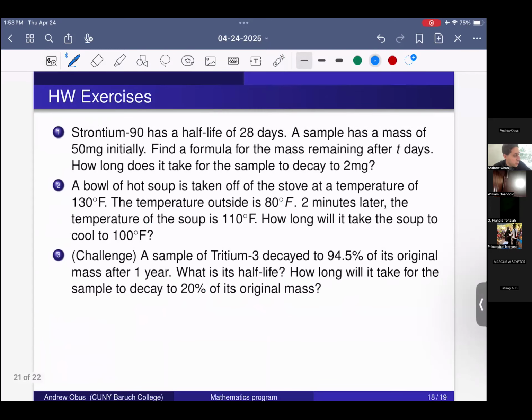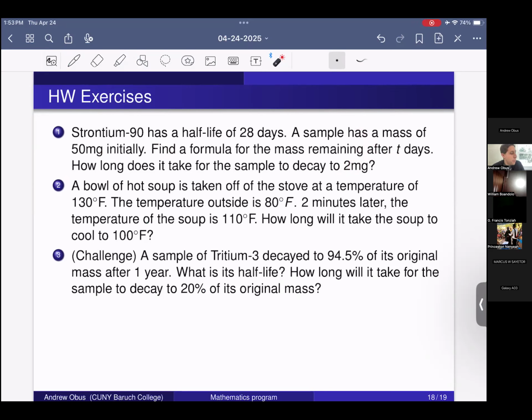And so here's some homework exercises. The first one says that strontium-90 has a half-life of 28 days, and a sample has a mass of 50 milligrams initially. Find a formula for the mass remaining after T days. And how long does it take for the sample to decay to 2 milligrams? So this is a lot like our half-life example that we did today.